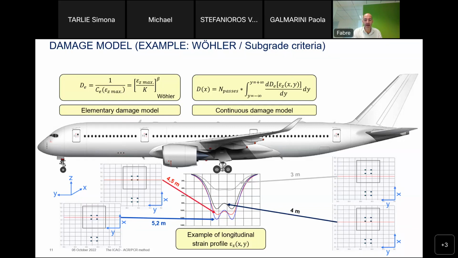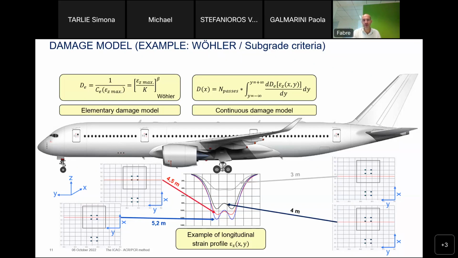So, following the different profiles you can see on the bottom of the slides, the lowest maximum vertical strain is located at 3 meters from the pavement symmetrical axis. This is quite normal because the aircraft is far away from the sensor, if we imagine that we have a sensor at this location. And the highest maximum vertical strain profile is located at 5.2 meters from the pavement symmetrical axis.